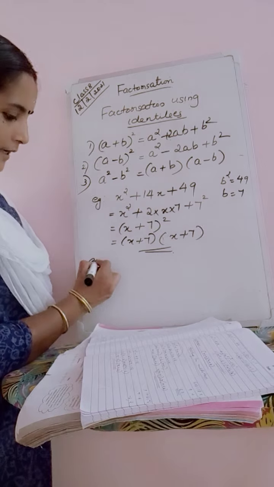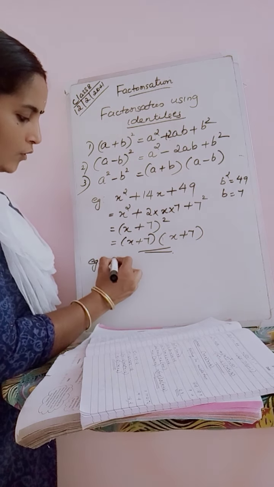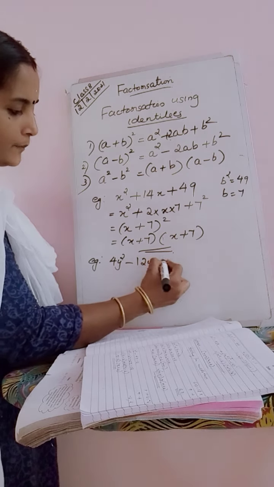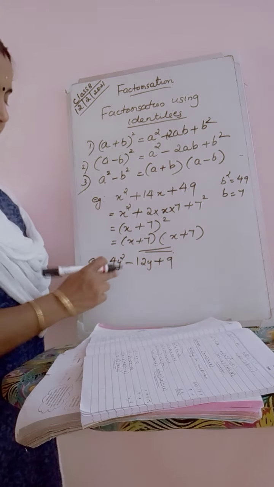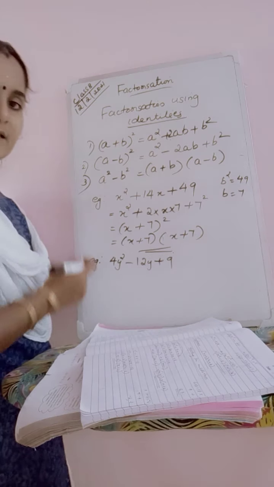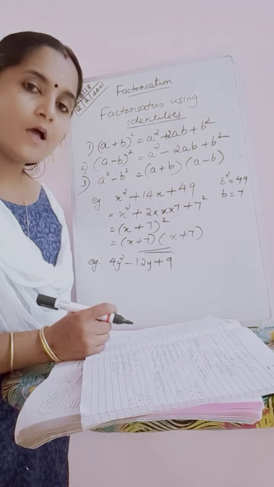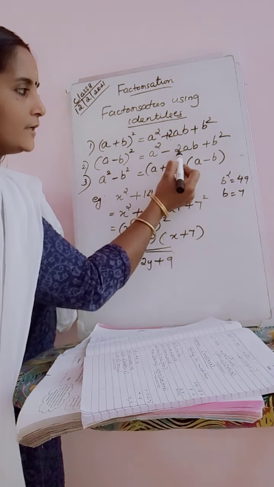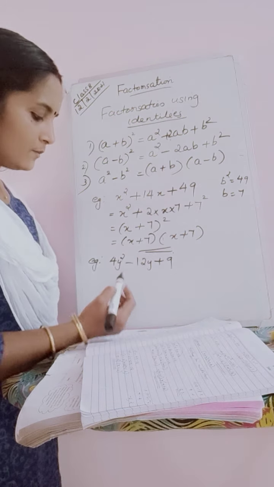Another one is the example 4y square minus 12y plus 9. Here we have negative sign also. So which identity do we apply? The second identity, a minus b the whole square. So what is a minus b the whole square? a square minus 2ab plus b square.